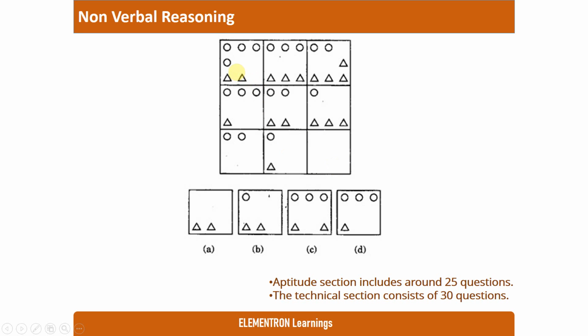The upper circles are getting reduced, and in the second row we can see the same pattern. The number of circles are getting reduced. Previously here it was 4, 3, 2 and 2, 1, and here it will be 0. So by looking at the first option we can directly say that option A is the correct answer.